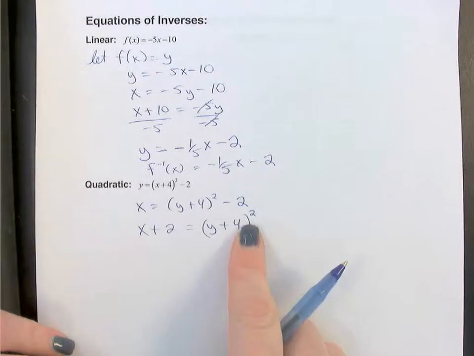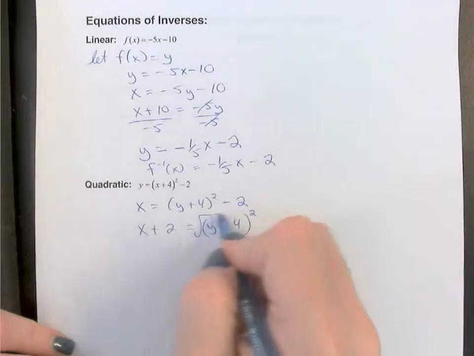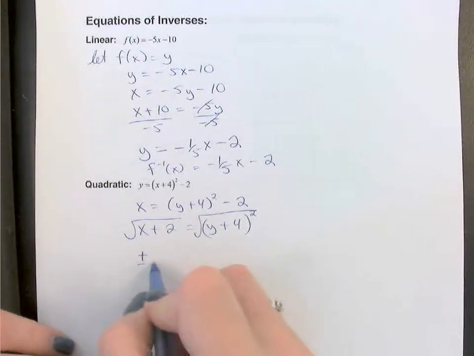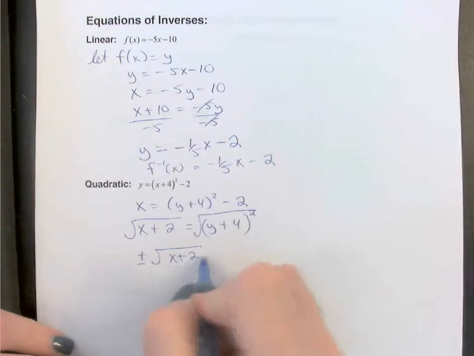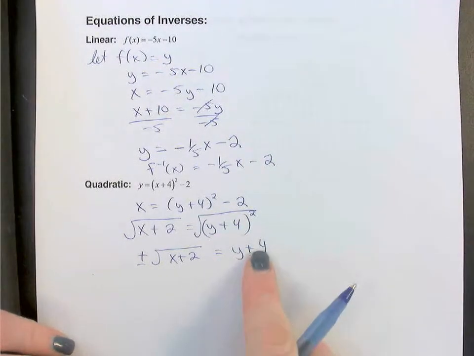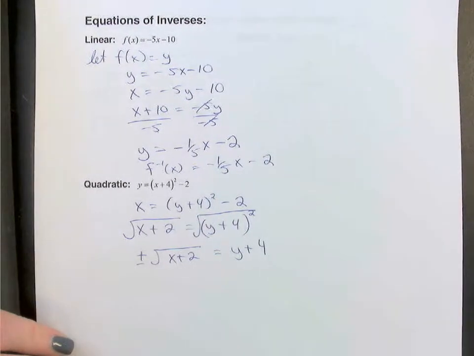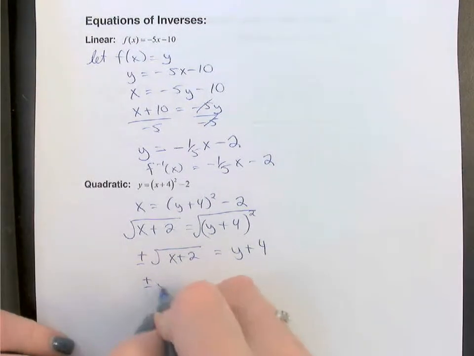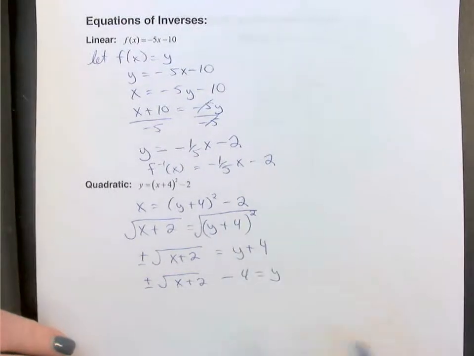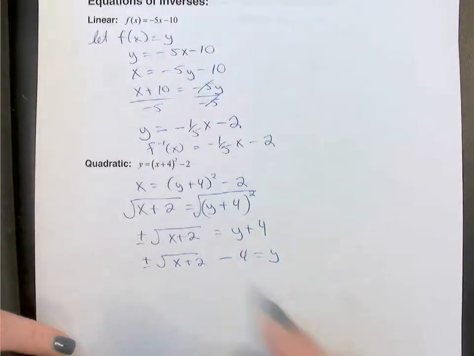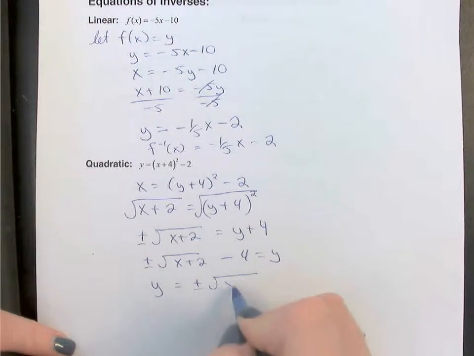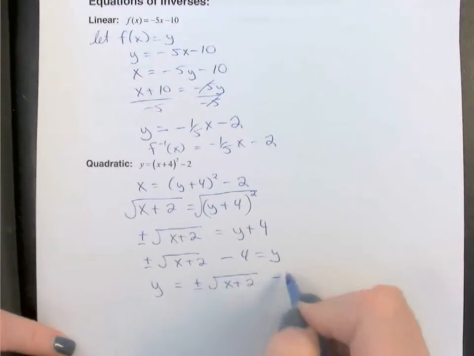I need to clear off the squared now, so I need to square root this side, and therefore square root this side. When I square root this side, I now have plus or minus the square root of x plus 2, and here that clears off the square. Now to get y by itself, I need to move the 4 to the other side. So it will just be behind like so. And then typically we would like to write our y value at the front. So y equals plus or minus the square root of x plus 2, minus 4.